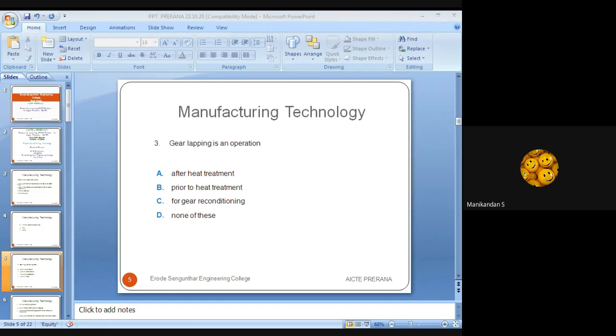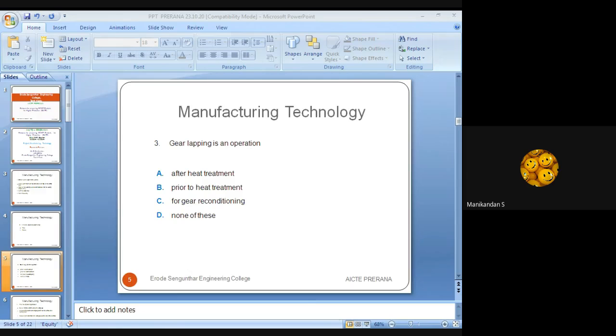Gear lapping is an operation. The options are: after heat treatment, prior to heat treatment, for gear reconditioning, none of this. Gear lapping is an operation after heat treatment, prior to heat treatment, for gear reconditioning, none of this. Actually, the answer is gear lapping is an operation after heat treatment.